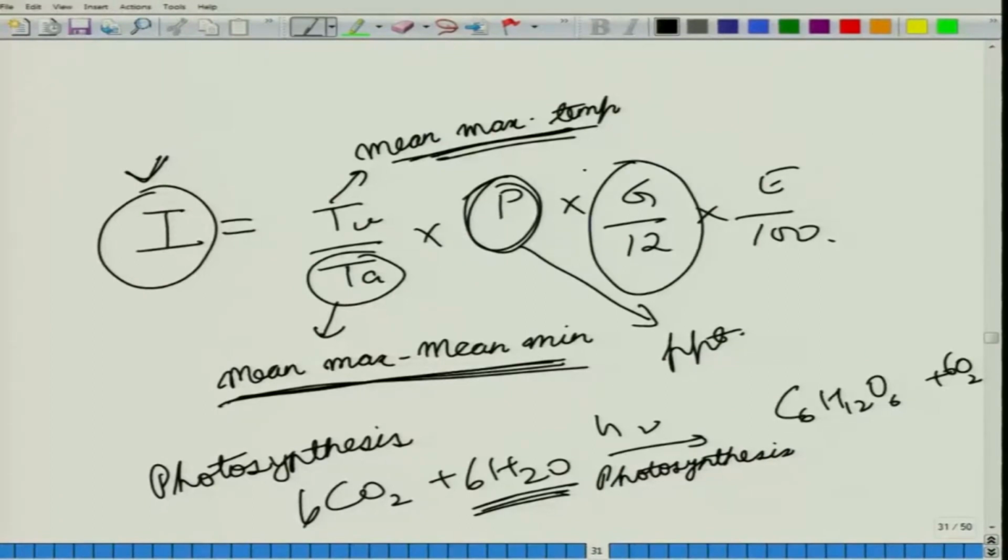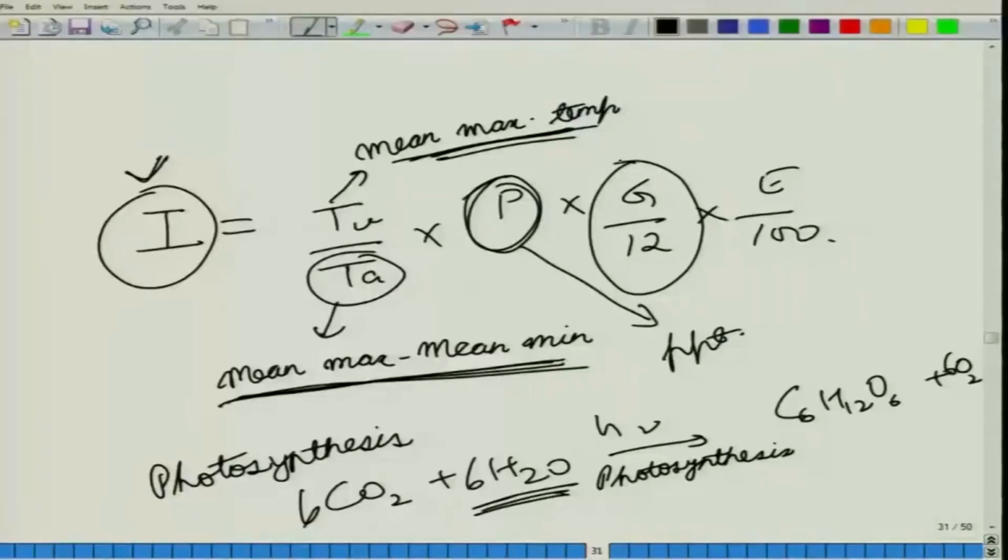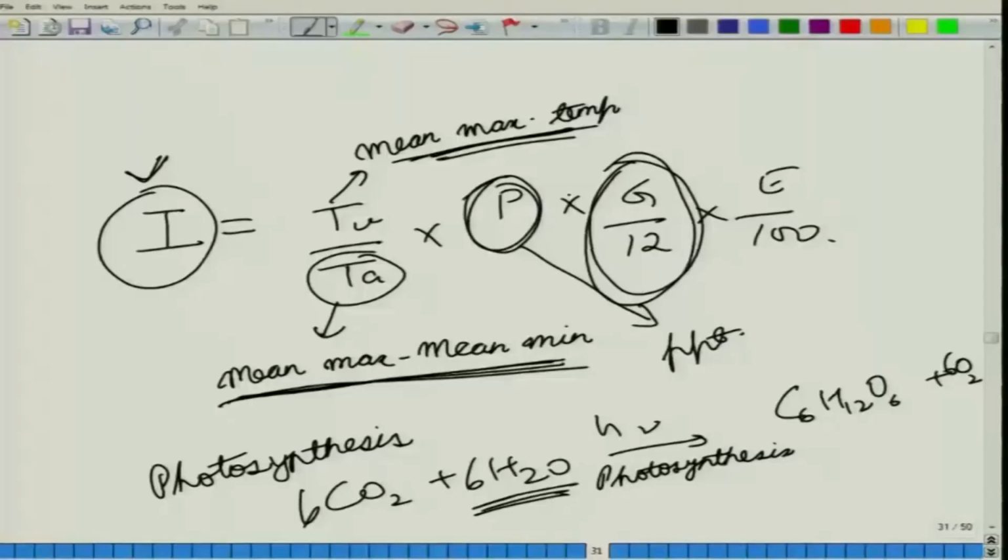Now, G by 12. G refers to the growing season in months. So, G by 12 is the growing period in a year. For instance, if the growing season is say 3 months, in that case your G by 12 value will become 1 by 4. So, only in 1/4 of the year are your plants able to grow, whereas if your G is 6 months, your G by 12 becomes half. So, your plants, in place of growing for only 25% of the time, are able to grow for half the year. This is what your G by 12 value gives you. The last term is E by 100. Now, E is the light factor. In the equation we had h nu refers to light.